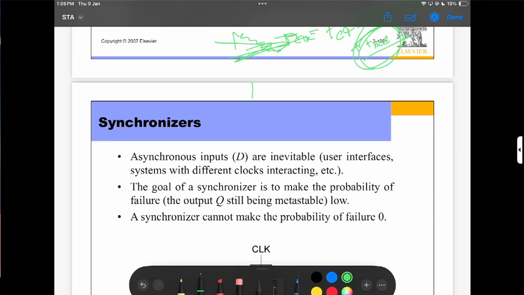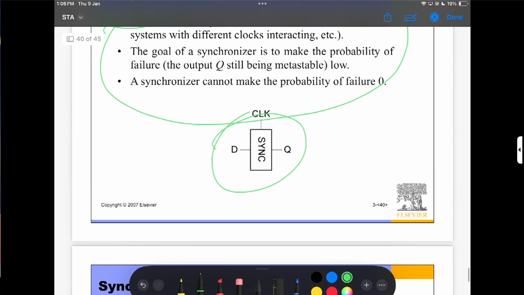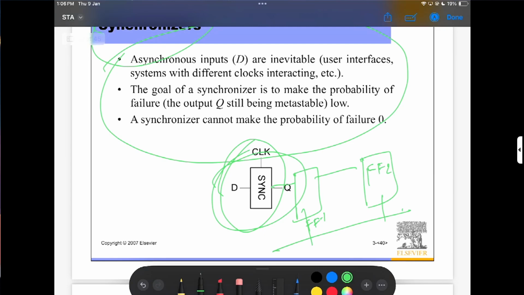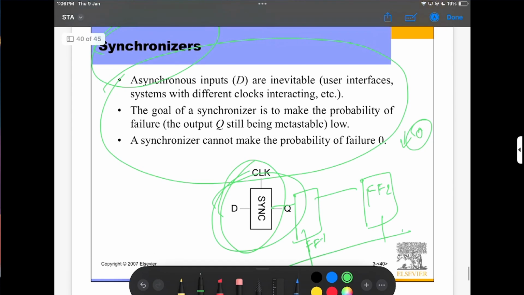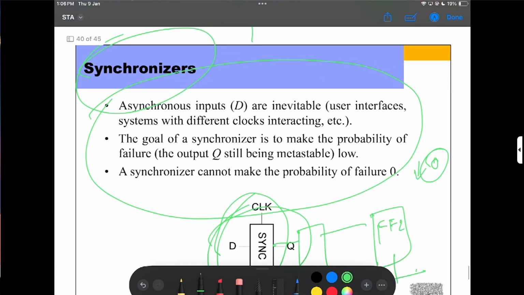Okay, so what we did right now, we use a synchronizer circuit. A synchronizer circuit is nothing but a flip flop. So here is a flip flop and clock, and this is just like flip flop 1 and flip flop 2, again just like that, and clock. This circuit is used to improve our probability of failure. The probability of failure should be 0, so we use a synchronizer circuit. How does it work? We will study the synchronizer circuit internals.